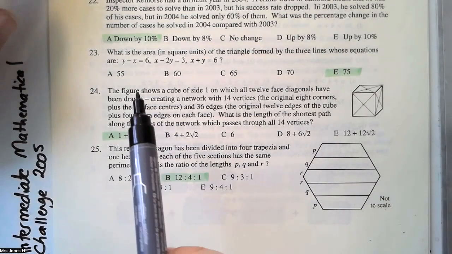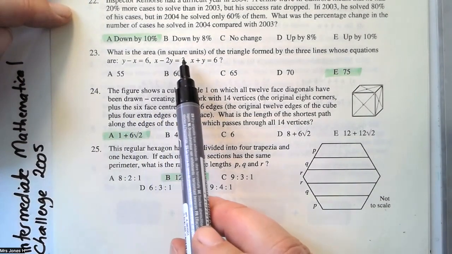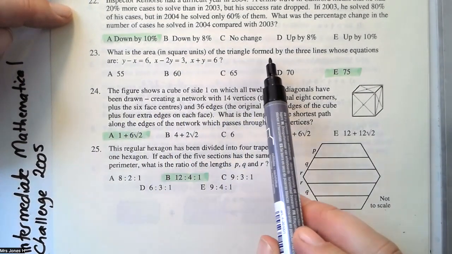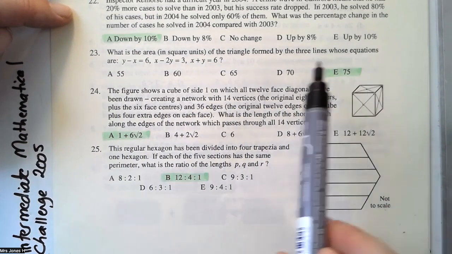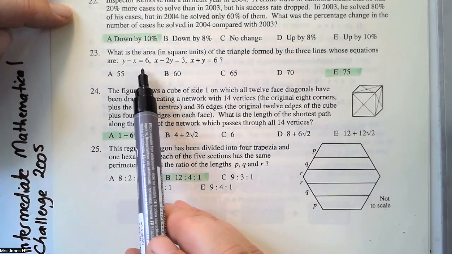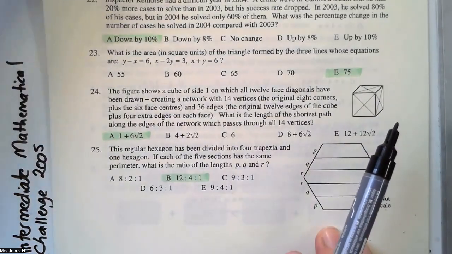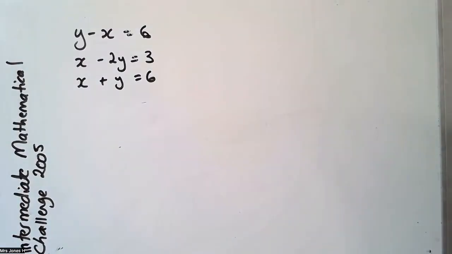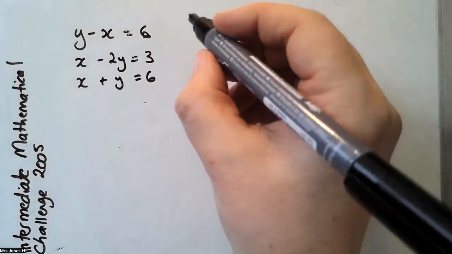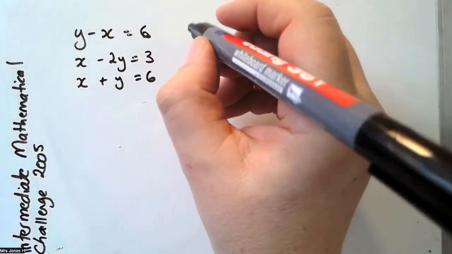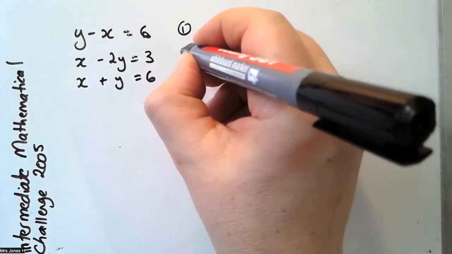Question 23. What is the area in square units of the triangle formed by three lines whose equations are this, this, and this? Deceptively small question. Actually, this has taken me a whole page of A4. Let's give it a go.